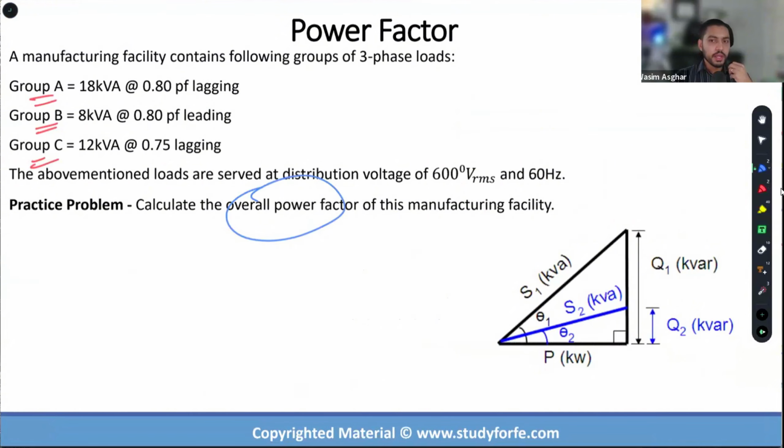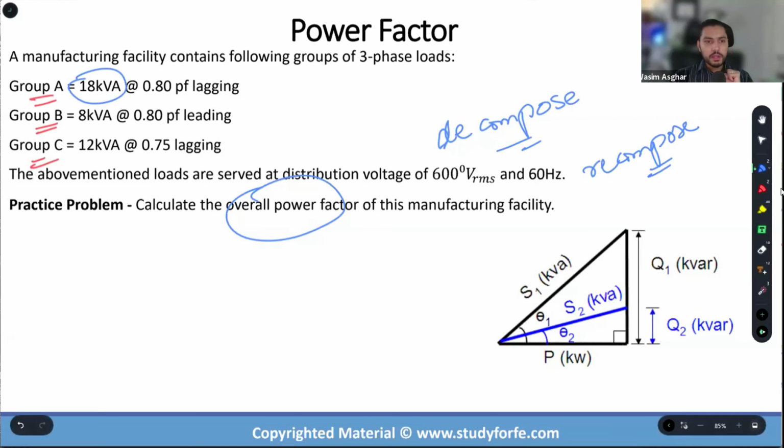recomposition approach. The decomposition approach would basically be like you desynthesize the complex power into its real power and the imaginary power. And then at the end, you collect all of them and then you recompose them. All right. So 18 kVA at 0.80 power factor lagging.